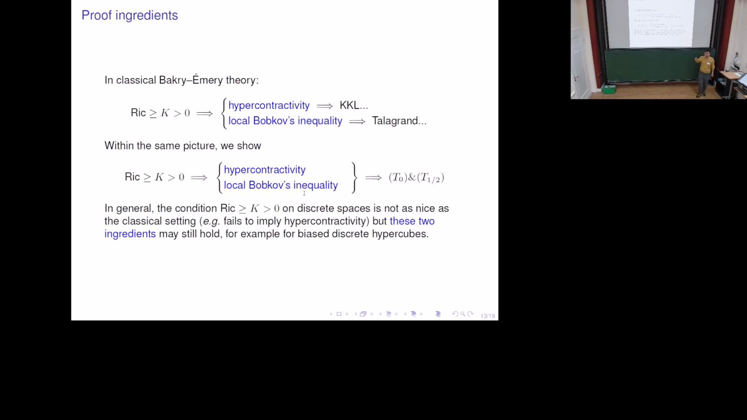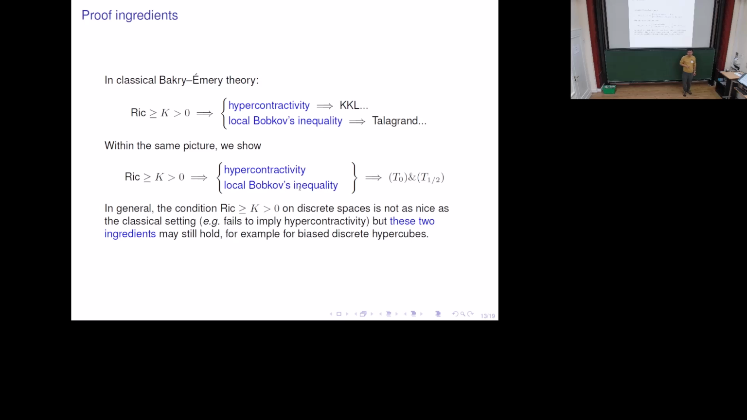So do you know examples where you only have Bobkov but not hypercontractivity? Oh, that one I don't know. So this is also a very good point. Here I'm not going to talk about the relation between hypercontractivity and a local Bobkov. So maybe there are some results that derive one from the other, or maybe they're equivalent. I roughly recall some results relating hypercontractivity to isoperimetric inequality, which is very much related to the local Bobkov that I'm going to talk about. So maybe this implication is also confusing here. There are some potential connections in between.